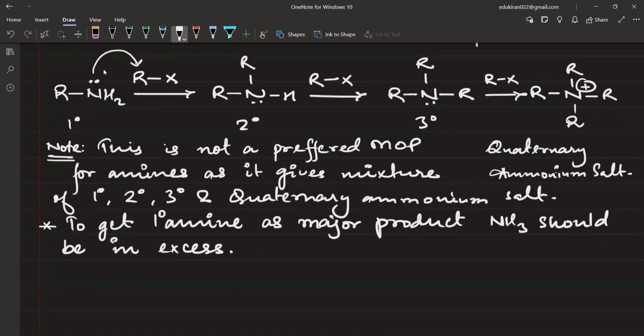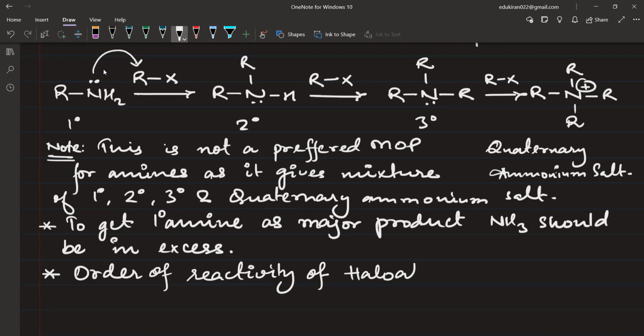Now, what about haloalkanes, whose reactivity is the most? So please write order of reactivity of haloalkane. So here, alkyl iodide is the fastest because the R-I bond is very weak. It will break easily. Then we have RBr and then we have RCl. So RCl is the slowest. Fastest is alkyl iodide. Write this down.